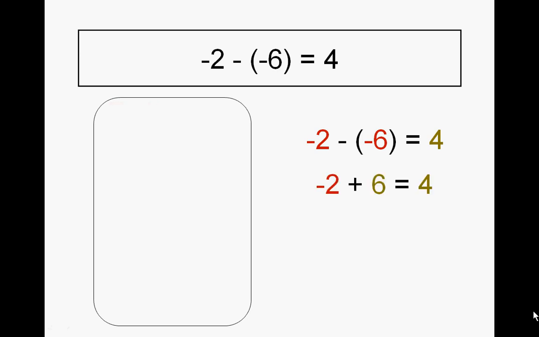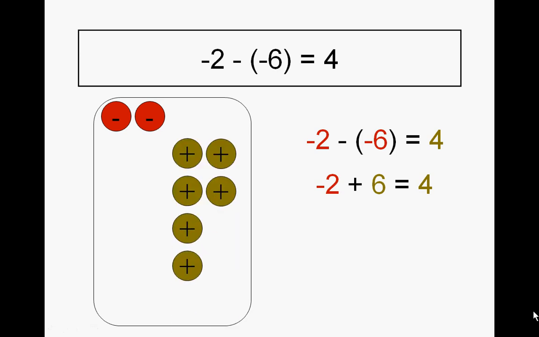If we do this as an addition problem, it would be negative 2 plus positive 6. If we have a negative 2, we add a positive 6. Now we have 2 sets of 0 pairs, which can go away, and we're left with a positive 4.